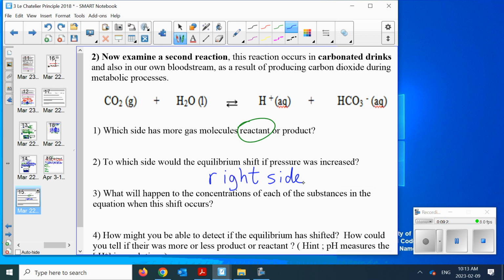What will happen to the concentrations of each substance in the equilibrium when this shift occurs? Well, the reactants decrease, products increase, right? That's why you don't see the carbon dioxide.